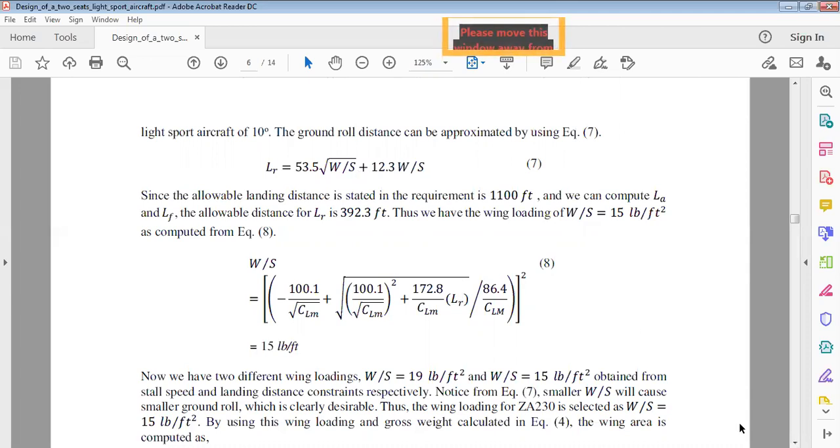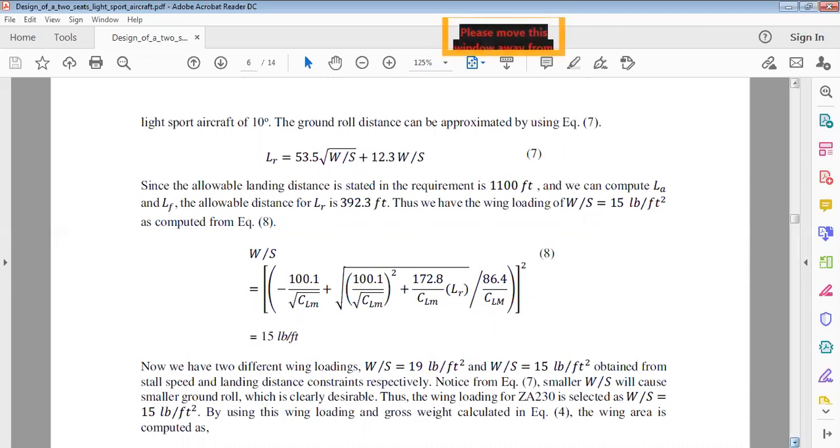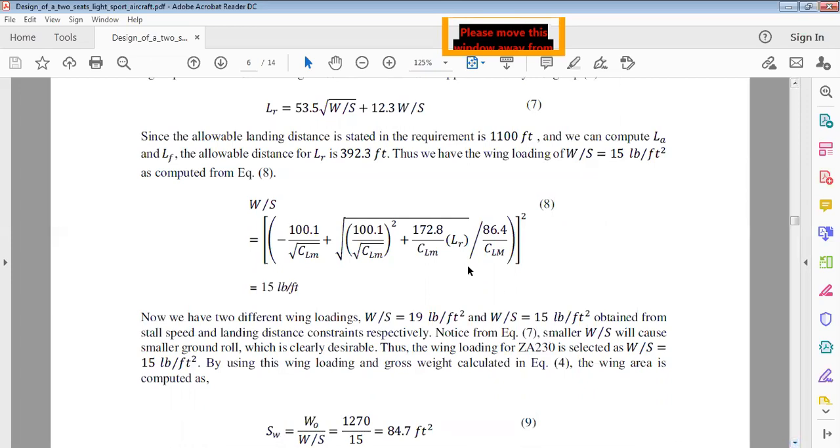According to that, we have seen what the wing loading should be. Just substitute all the values for our CL max, so we can substitute the LR value and CL max value, and then calculate it. Okay, so W by S is 19 lb per feet square. So we got two different wing loadings here. One is 19 and another one is 15, obtained from the stall speed and landing distance. So this is for stall speed and this is for landing distance. Understood? So in both the things we have to look into it.